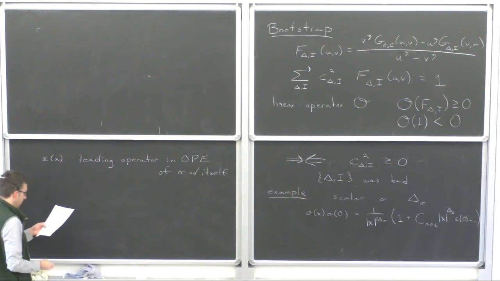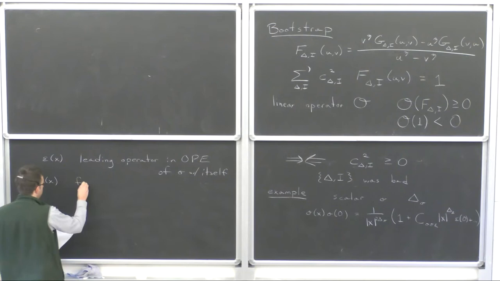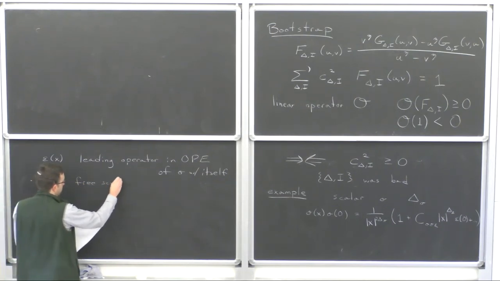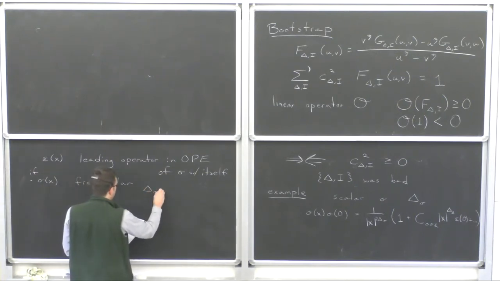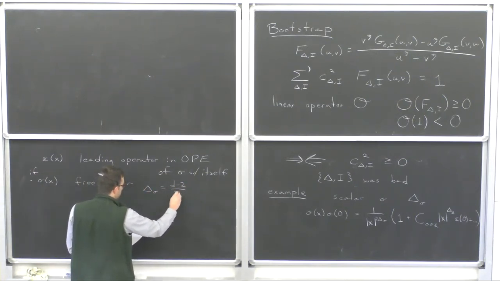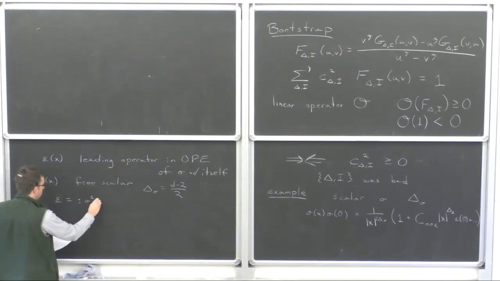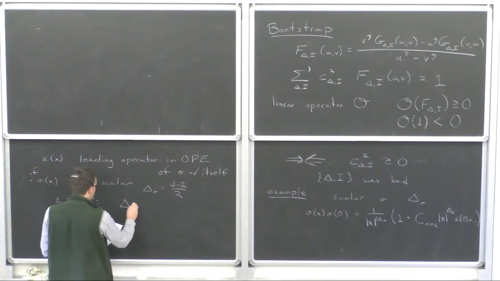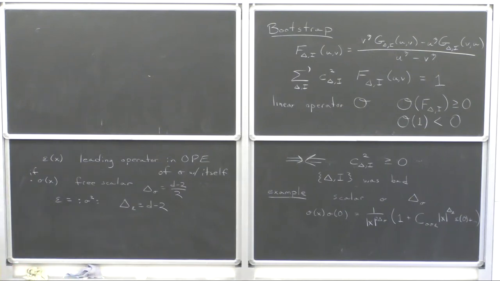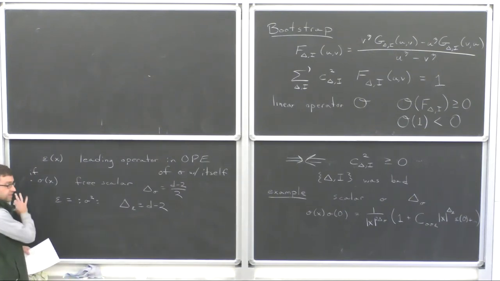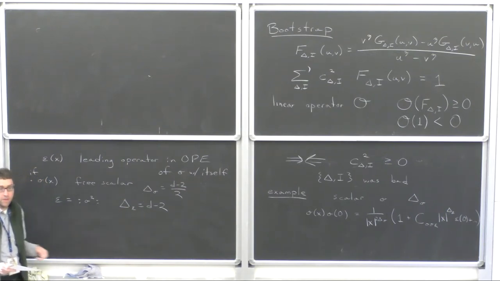Okay? So, for example, if sigma of x was our favorite example of a free scalar, then delta sigma would be, say, (d minus 2) over 2, and epsilon would probably be some normal ordered product of the two sigmas, and so delta epsilon would have twice the dimension, d minus 2. But more generally, it's not obvious. It's not obvious what the dimension of delta sigma is. It's not obvious what the dimension of delta epsilon should be.